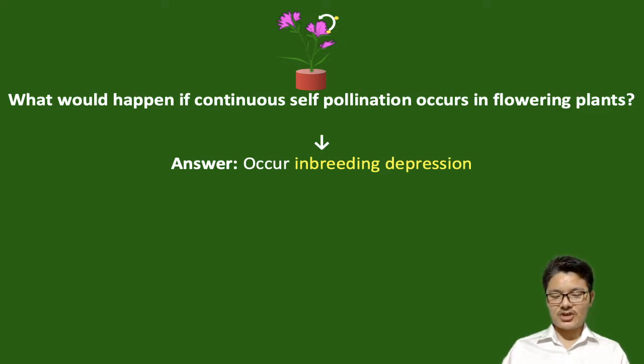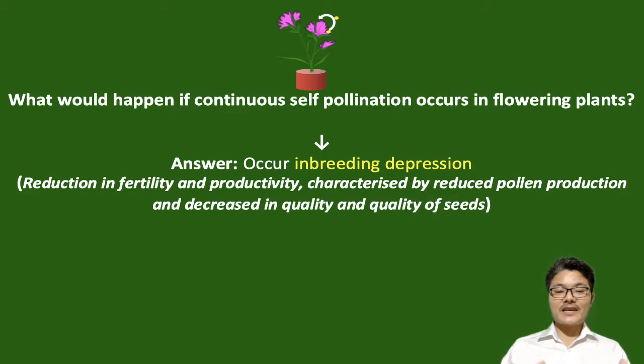Inbreeding depression occurs. We already discussed inbreeding depression. So you know that inbreeding depression is reduction in fertility. Reduction in fertility here refers to decrease in fertility or decrease in ability to reproduce. The plant is becoming sterile. If the plant is losing its ability to reproduce, then the productivity will be reduced. The plant won't be able to reproduce efficiently.